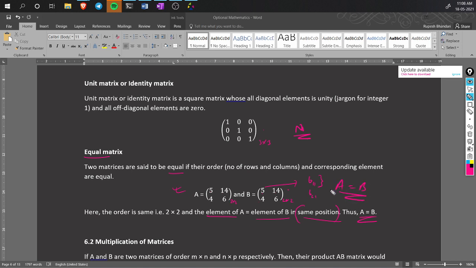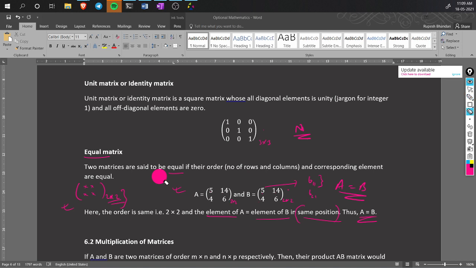So in order for matrices to be equal, the order must be the same. What is the order? Order is nothing else but the number of rows and columns. The number of rows and columns should be the same in order for them to be equal. So order is 2 by 2, 3 by 2, 1 by 2, all these things.